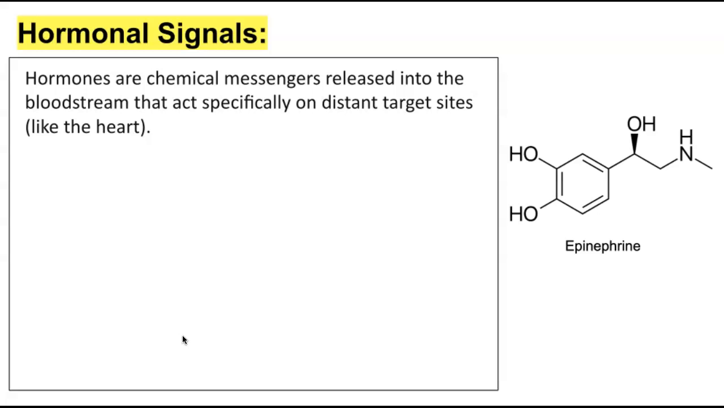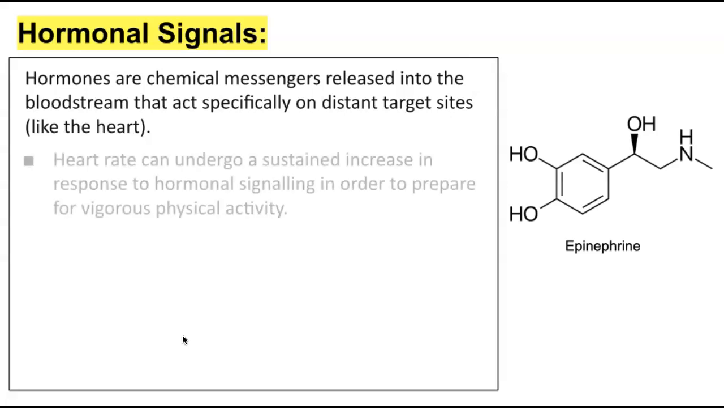Hormones are chemical messengers that get released into the bloodstream, and they act specifically on target sites. So your different glands will release hormones, and they act specifically on a site. When we learn about the reproductive system, we'll learn about some other hormones that you probably have heard of, like estrogen and testosterone. So those act on different target sites than the heart, right? But this particular hormone we're talking about is going to act on the heart.